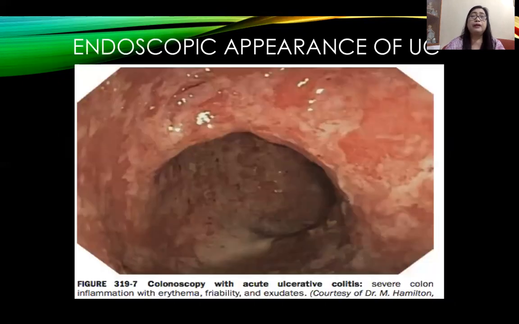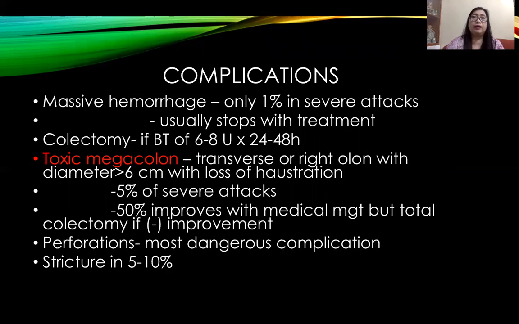Okay, so this is the endoscopic or colonoscopic appearance of your ulcerative colitis. What you see is severe inflammation of the whole area with erythema and friability with exudates. Okay, and you don't see any normal mucosa. So what are the complications? Massive hemorrhage happens in only 1% of severe ulcerative colitis. Usually, this stops with your treatment.